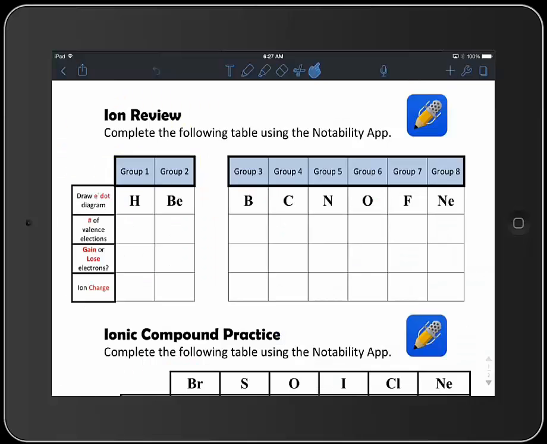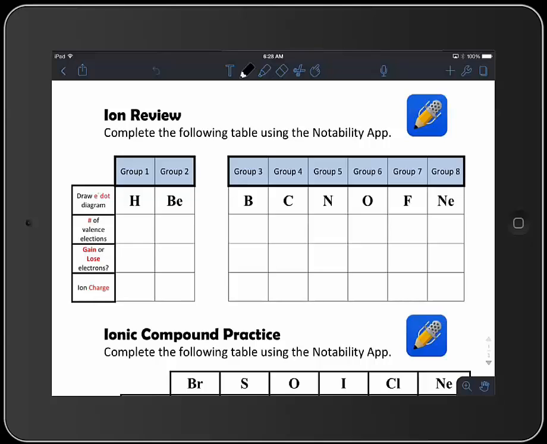In today's video, I would like to go over the ion review and ionic compound practice that we went over in class. So the first thing I asked you to do on the first row there is to draw the electron dot diagram of each of the elements. Now I put them into groups according to the periodic table, so it should have been fairly simple for you to do that.